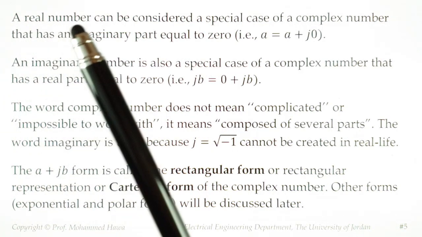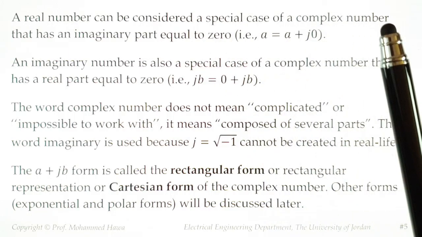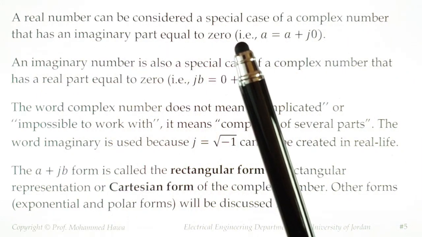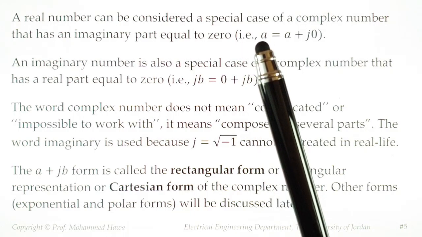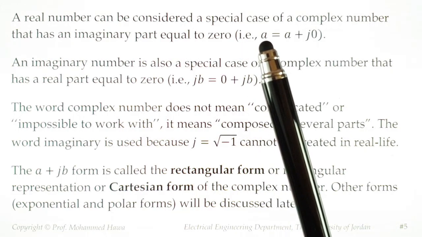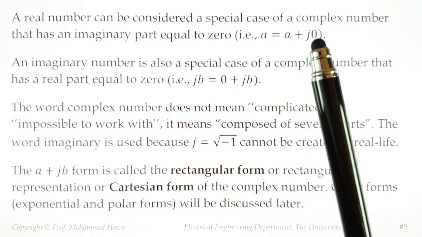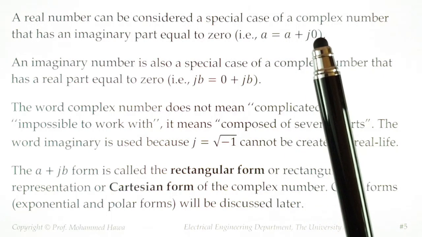A real number can be considered a special case of a complex number that has an imaginary part equal to 0. So if you are given a real number a, you can easily say, well, this is also a complex number, a plus j0. But the imaginary part of this complex number is actually the special case of 0.